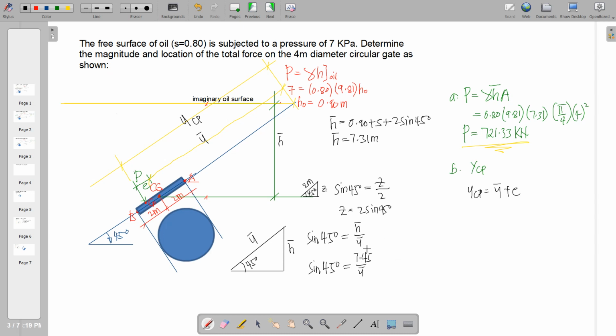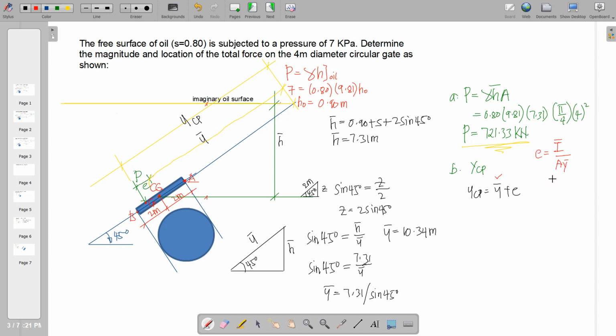And knowing H bar to be equal to 7.31, we can now compute for Y bar. And that Y bar is equal to 7.31 all over sine 45 degrees. So therefore, Y bar is equal to 10.34 meters. So we are now done with Y bar. So let us have the value for E.